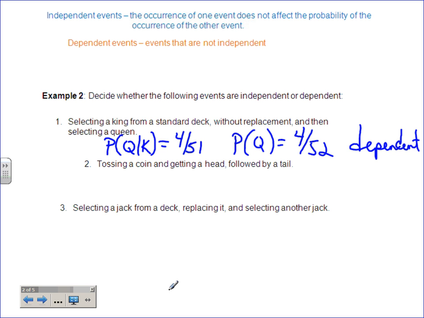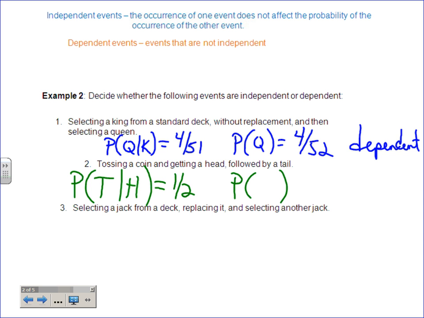So what do we got here? Tossing a coin and getting heads, followed by a tail. So the probability here is T knowing that I got H, right? And what is that? Is it still a half? Yeah, it's 1 out of 2. Now which one should I look for then for this to work out? Tail, right? That's the one. So did getting a head first affect the probability of getting that tail? No, it didn't, because it's still just 1/2. So this is independent.